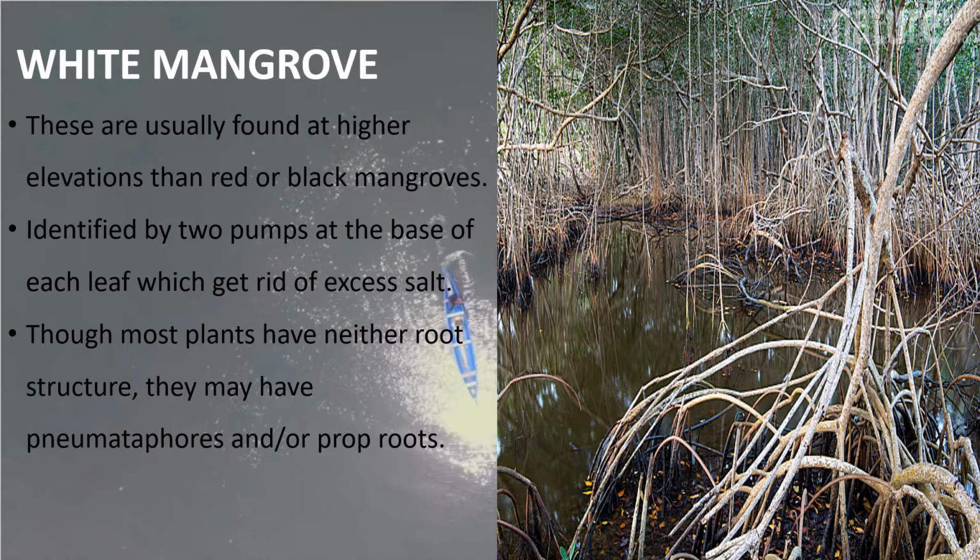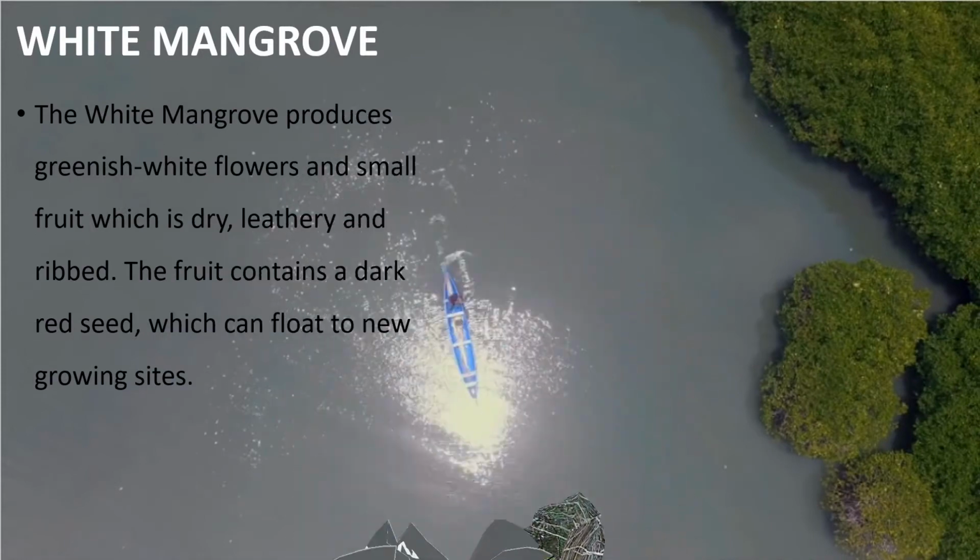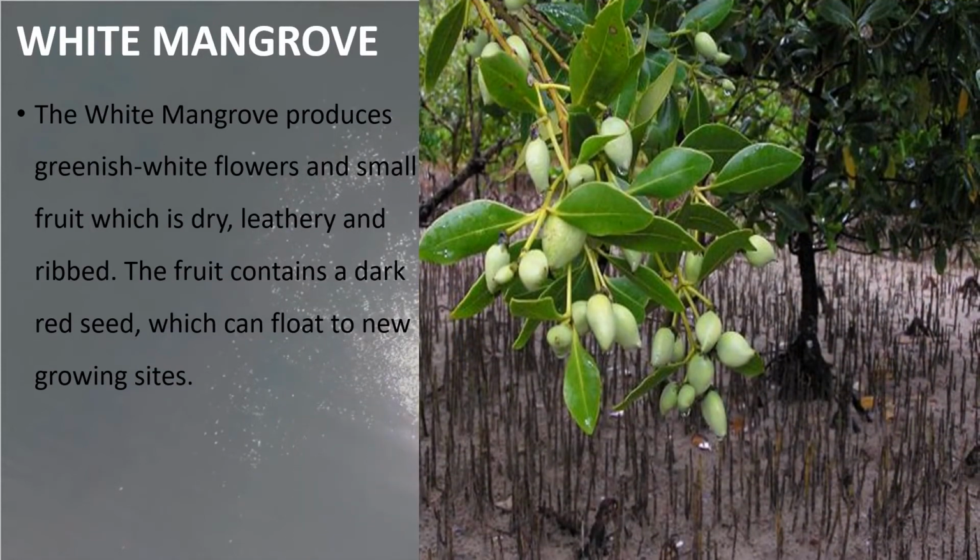White mangrove produces greenish white flowers and small fruit which is dry, leathery and ribbed. The fruit contains a dark red seed which can float to new growing sites. And here we see the reproductive support of the tree with its environment, because this tree produces a fruit, a seed, and it is transported to new growing sites via the water that is there. And here we see a picture of the white mangrove with the roots.